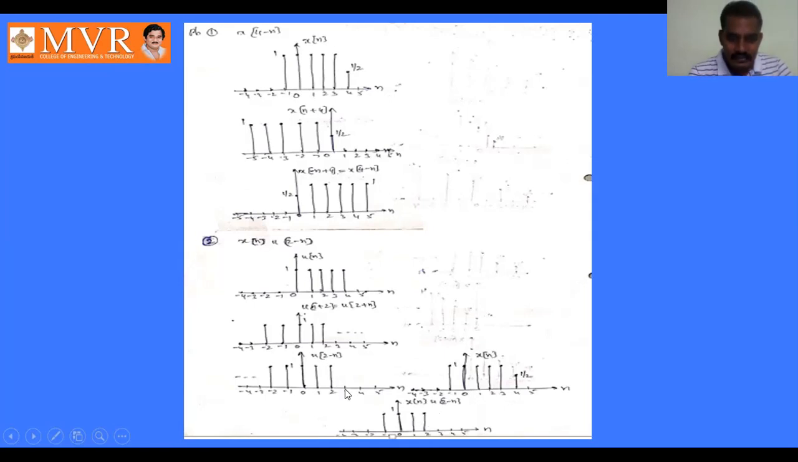At 3 its value is 0. At 3 its value is 1. 0 into 1, 0. At 3 its value is 0. At 4 its value is 0. At 4 its value is 1 by 2. 0 into 1 by 2, 0. So at 4 also its value is 0. So this is the resultant waveform, resultant discrete time waveform, that is x of n multiplied by u of 2 minus n.